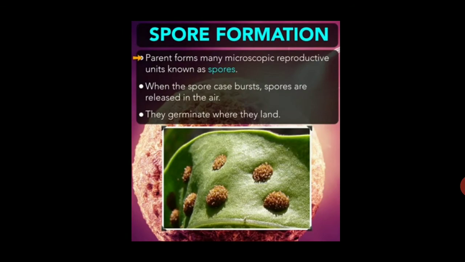Spore formation. There are some multicellular organisms in which the parent forms many microscopic reproductive units known as spores. When the spore case bursts, spores are released in the air. They germinate where they land. So these kinds of organisms can reproduce in any case. For example, rhizopus. So this is all about the asexual mode of reproduction.